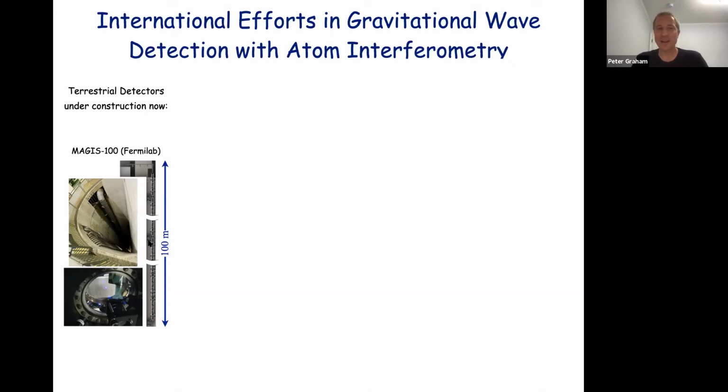So the MAGIS-100 detector, we call it MAGIS-100. It's under construction now at Fermilab in a shaft leading to one of the neutrino beams. It's about 100-meter.